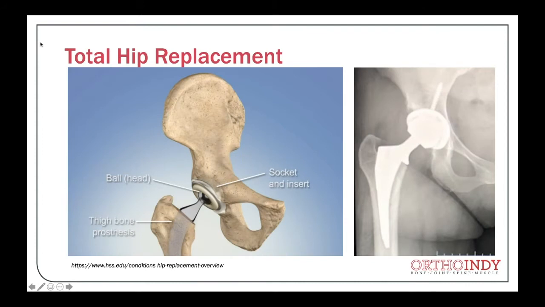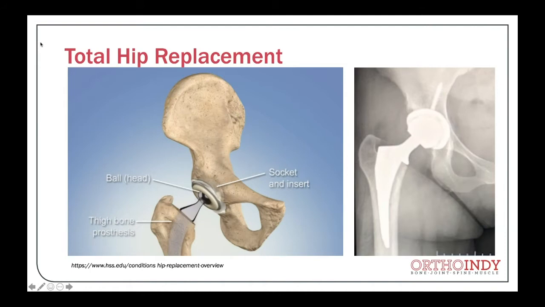Total hip replacement, also known as total hip arthroplasty, has been one of the more common elective surgical procedures in the U.S., with over 350,000 Americans getting hip replacements per year, and this number is expected to double over the next 20 years. With this surgery, the damaged bone and cartilage is removed and replaced with specialized prosthetic components. The damaged femoral head is removed and replaced with a metal stem that is placed into the hollow center of the femur or the thigh bone.